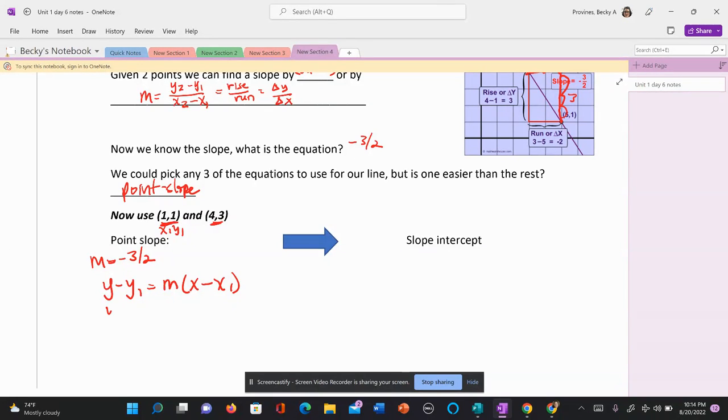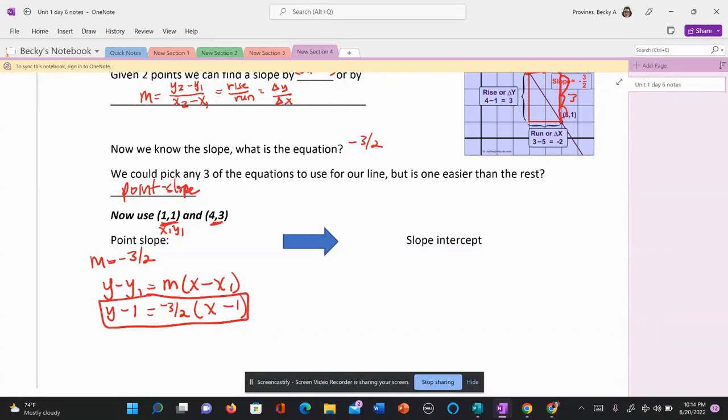So the way you do this is you drop down the y. You look up here and you say, oh, y1 is 1. My slope, I already know. I counted it out as a negative 3 over 2. Drop down my x, and x1, look up here, is 1.